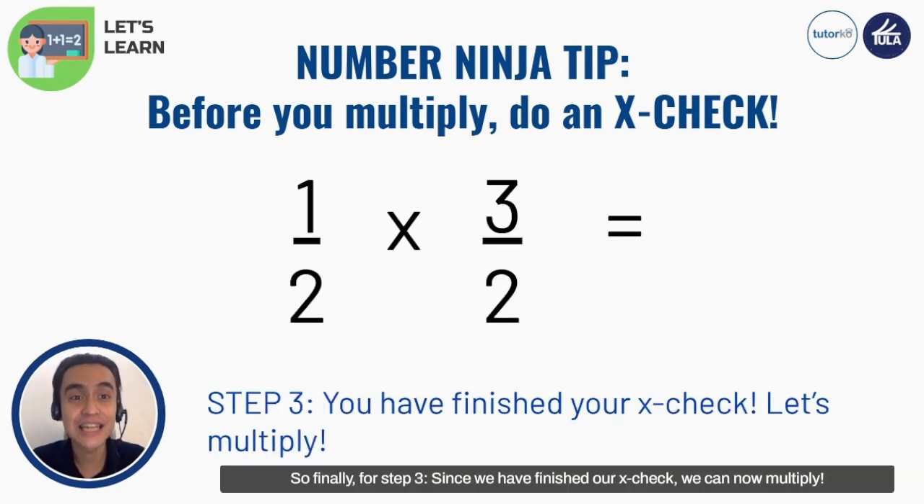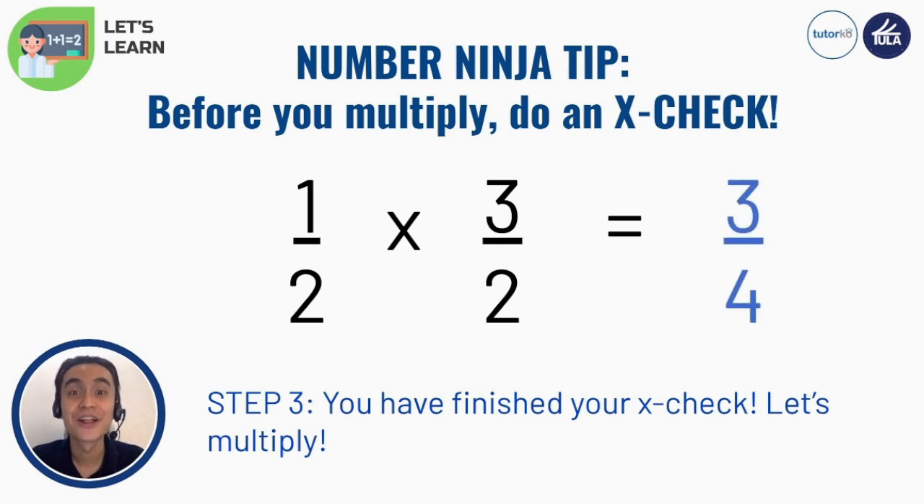So finally, for step 3, since we have finished our X check, we can now multiply. So that's 1/2 times 3 over 2, which is equal to 3 over 4.